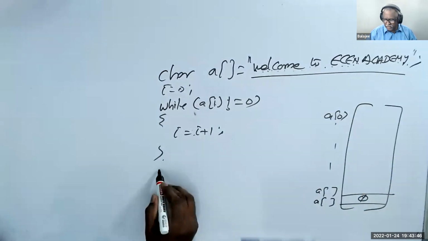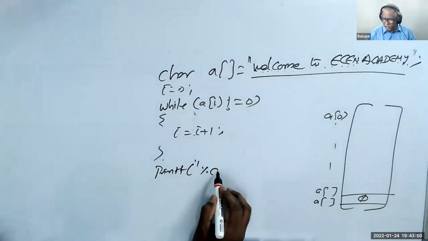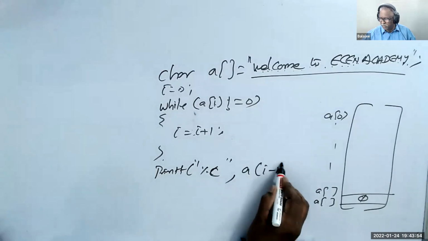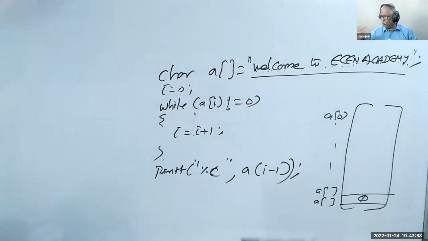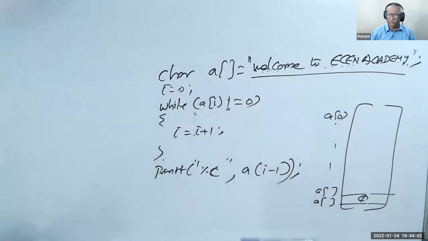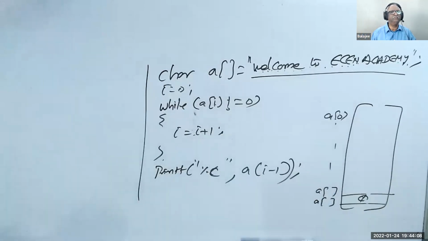Now I print here, printf percentage C, comma, A of I minus 1. Because I know that A of I is 0, A of I minus 1 is the last one. Done. 2 lines of program. The string, if you want to find the last character. Am I right?